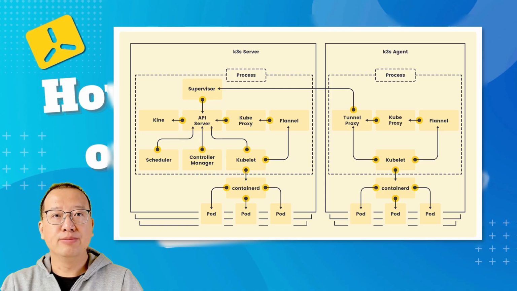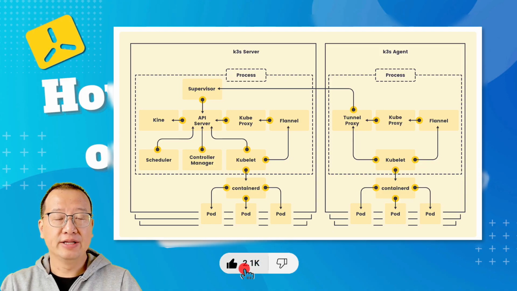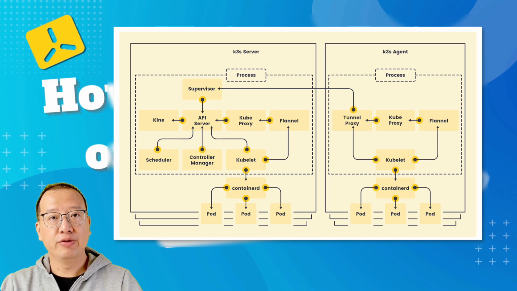K3s has two main components. Server runs the Kubernetes control plane. Agent runs your workloads. K3s doesn't run natively on Windows, so we'll run it inside a Linux VM. We use Docker in this demo. You can also use WSL2, VirtualBox, or other Linux VMs on Windows. If you want to see a tutorial using a different VM, please drop a comment below.